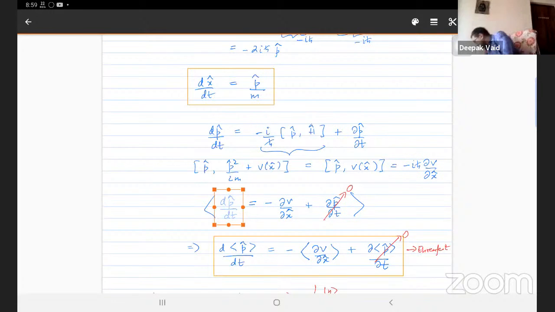And one second, my computer battery is low.